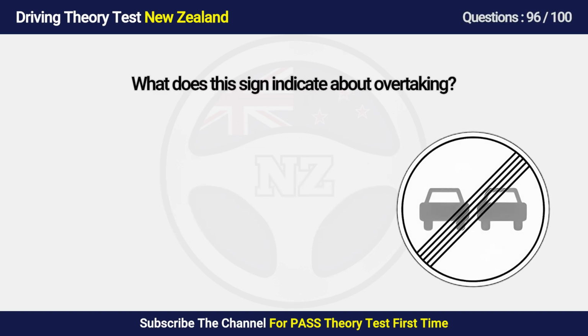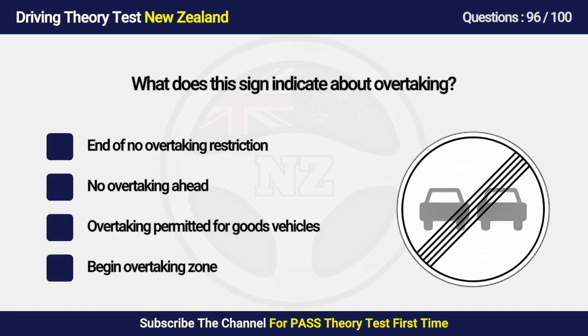Question 96. What does this sign indicate about overtaking? A. End of no overtaking restriction. B. No overtaking ahead. C. Overtaking permitted for goods vehicles. D. Begin overtaking zone.